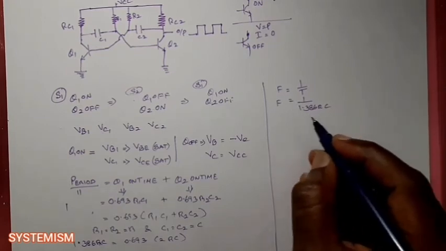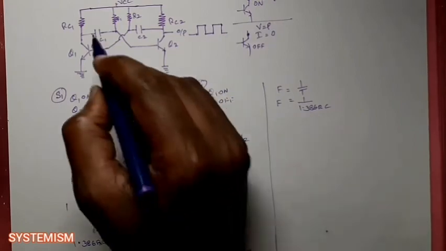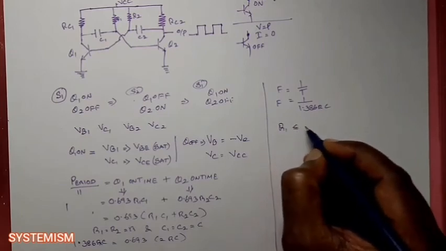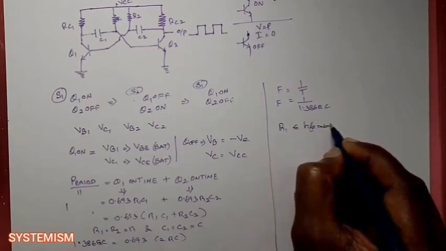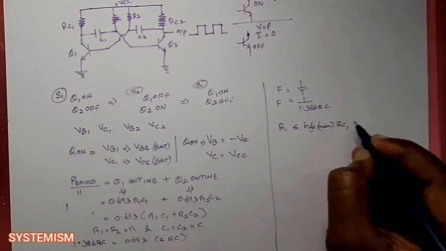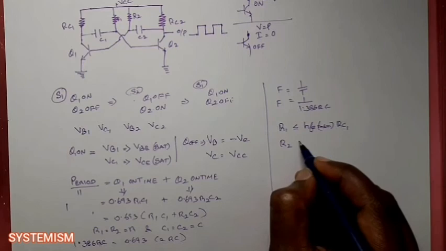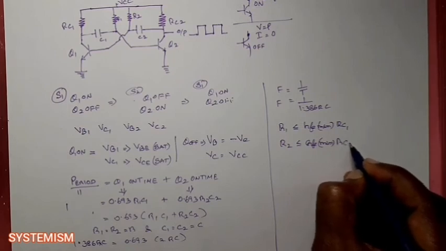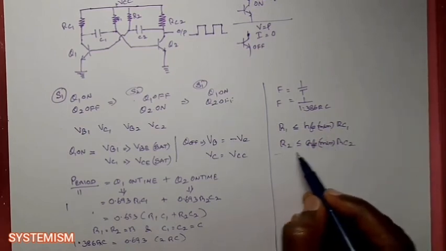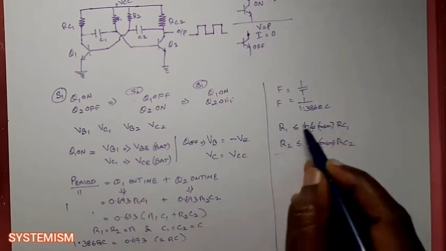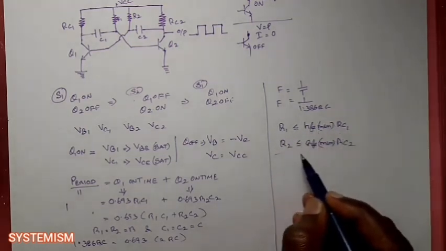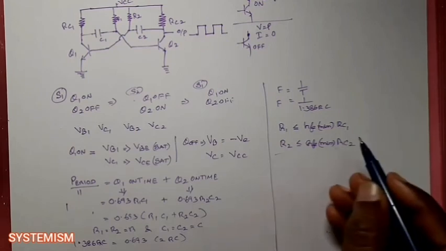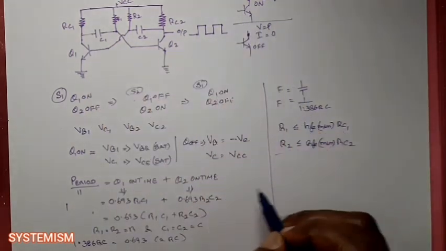At last you have to choose your R1 and R2 according to this value. R1 must be less than or equal to HFE minimum into RC1, and R2 must be selected as HFE minimum into RC2. Your R1 and R2 must be selected according to this value. Then only your charging will take place in a nice manner. So this is the astable multivibrator. Thank you.